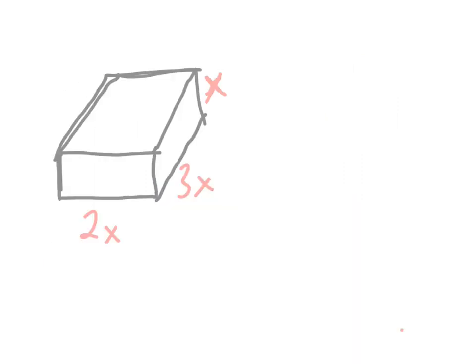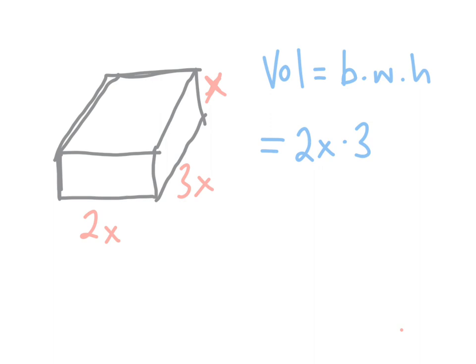All right. The first example is a rectangular prism like this one. And instead of numbers, we now have variables. So we know that the volume of a rectangular prism is base times width times height, or length times width times height, just as long as you multiply those three dimensions together. And so here we've got 2x, and I'm going to use the dot for multiply. Multiply that by 3x, and multiply that again by x, okay?